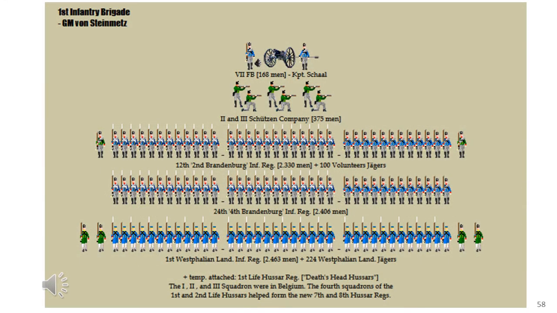This shows the 1st Infantry Brigade, which is part of the 1st Corps. The artillery was attached to this brigade from Corps Artillery Brigade, and you can see there were 2 companies of Schutzen, as well as attached Jager and the Landwehr regiment.